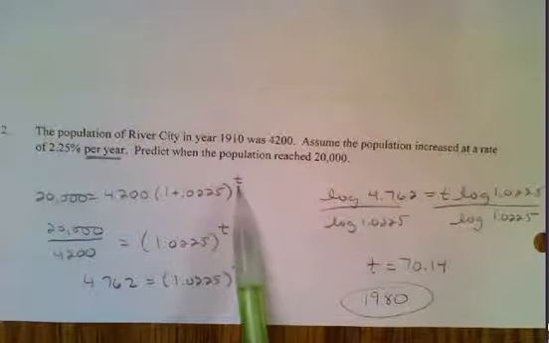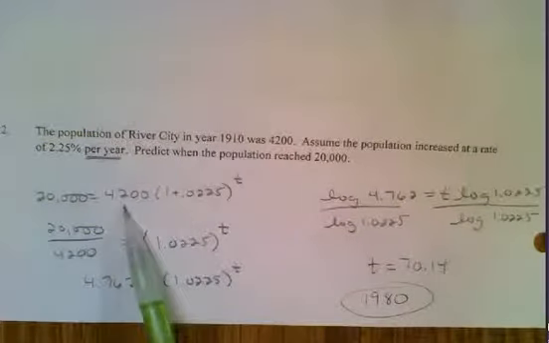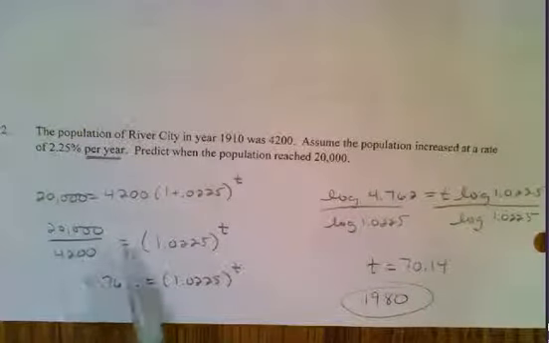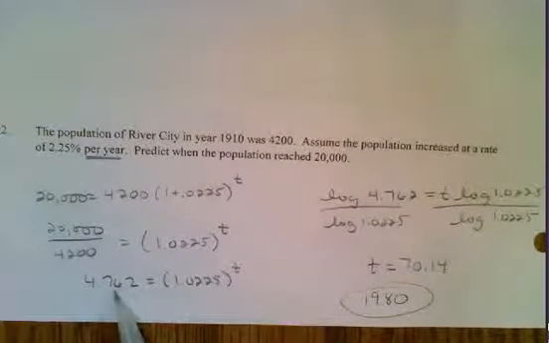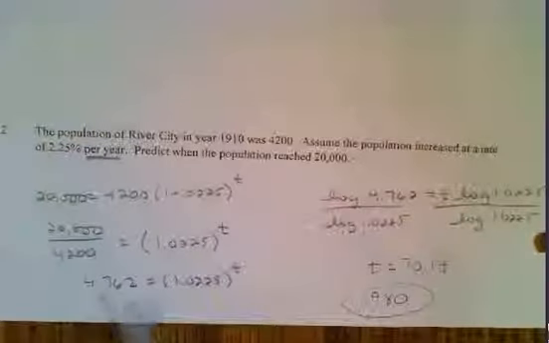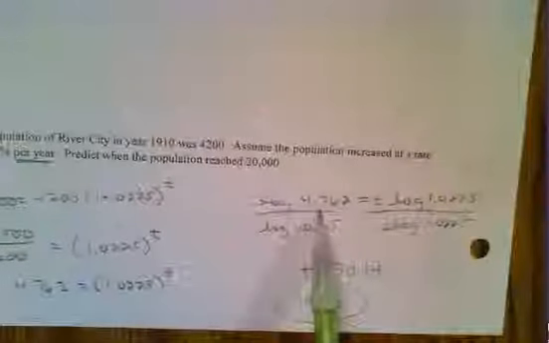I want to know when, so I'm solving for t. So I divide by 42,000. I got about this. I wrote that down. I left it on my calculator, but it was about 4.762. I took the common log of both sides. So that's what you see over here. Took the common log of that amount that I had on my calculator.